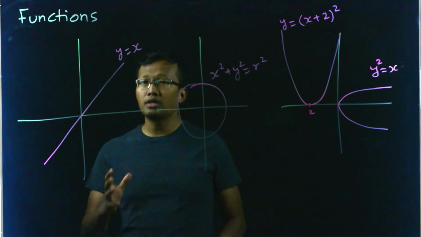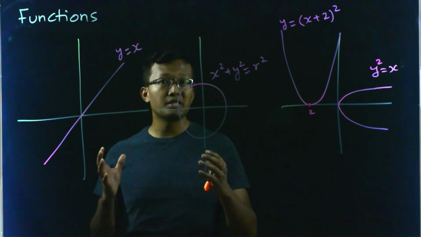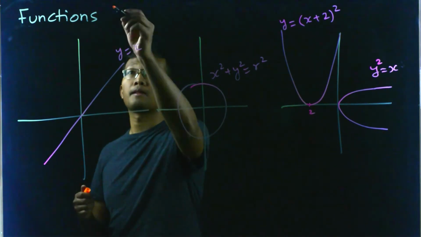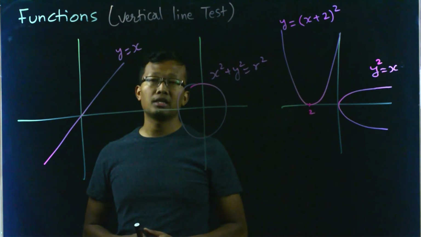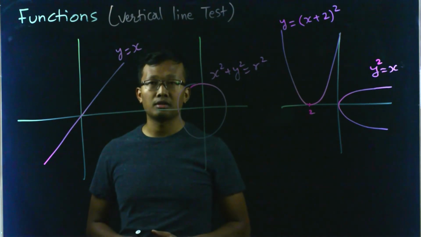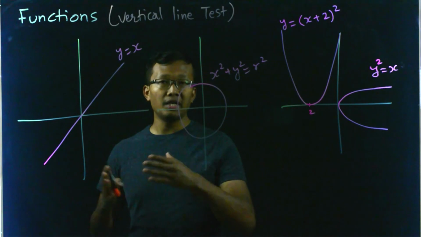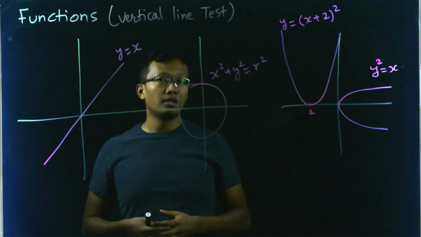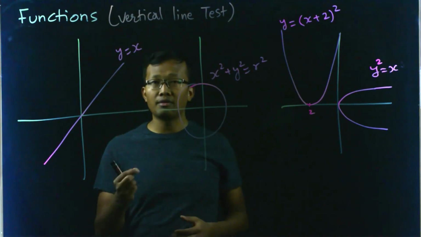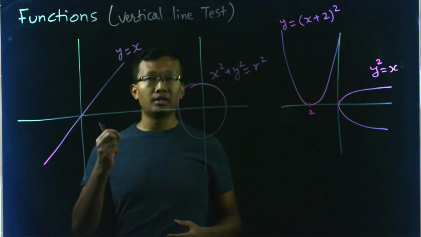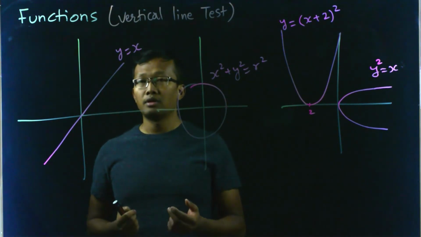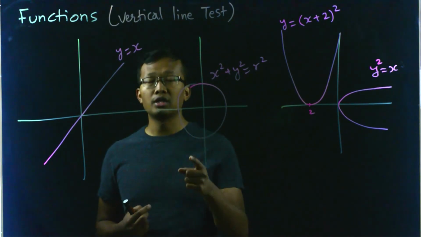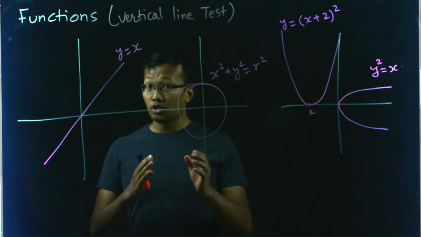To see whether these equations represent a function or not, we go for the vertical line test. The vertical line test says that if the graph of an equation is given, then we draw many vertical lines along the graph of the equation. If the graph intersects one vertical line at one and only one point, then it's a function. If the vertical line touches or intersects the graph in more than one point, then it is not a function.